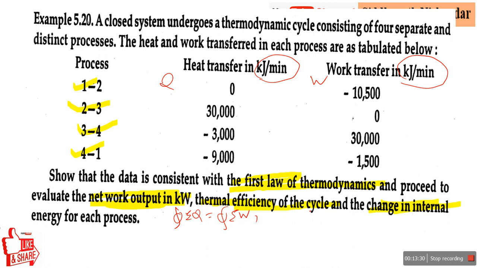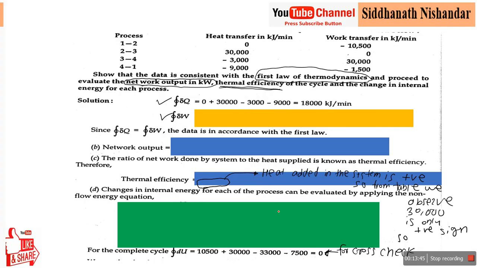Then they ask the net work output in kilowatt. Then they ask the thermal efficiency and the change in internal energy. This is the given data in tabulated form. I am purposefully repeating this table on the next slide so you can have the values in front of you. Okay, now let's start with the first.